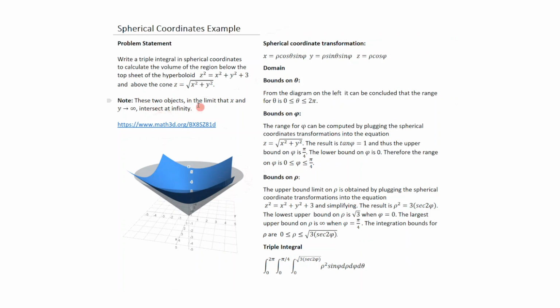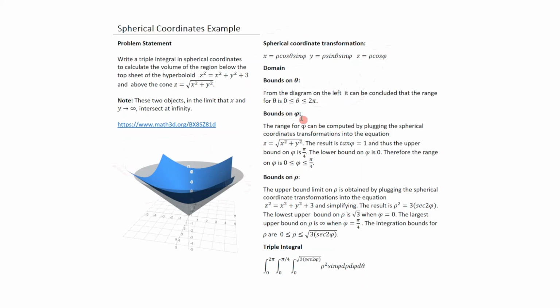Note these two objects intersect in the limit that x and y approach infinity. So if you go far enough away, these two eventually coincide. If you want to look at it in more detail, you can go to this URL here. All right, so again, we make use of the spherical coordinate transformation. Here they are. We need to understand the domain, which means first figuring out the bounds, starting with the bounds on theta. If you look at the diagram, it's clearly symmetric, and so theta will just go from 0 to 2 pi.